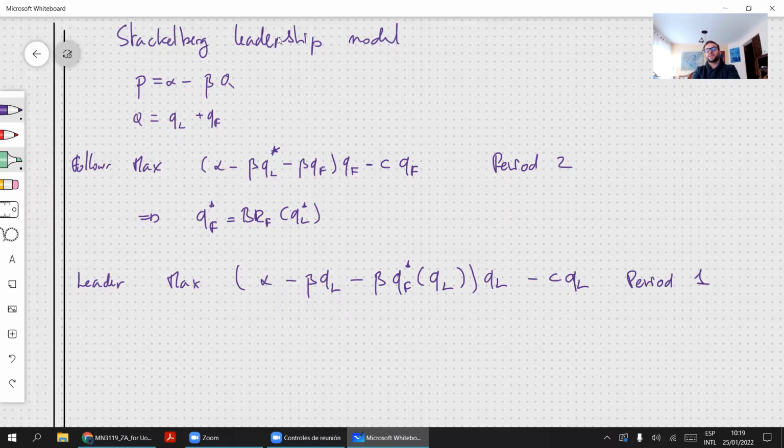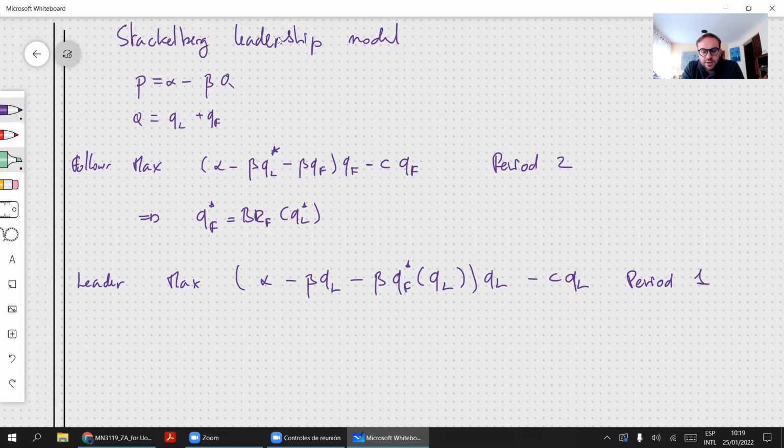So we solve things by backward induction. We first solve the last stage of the game, and then we use that best response function and plug it into the problem of the leader in the first period.